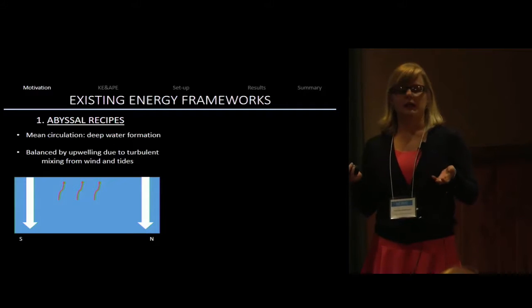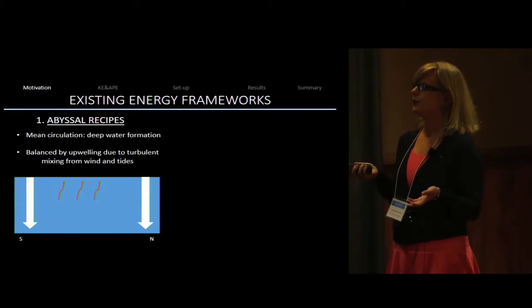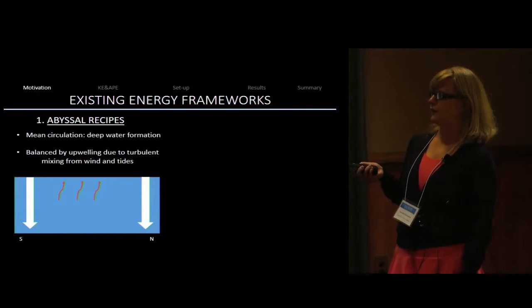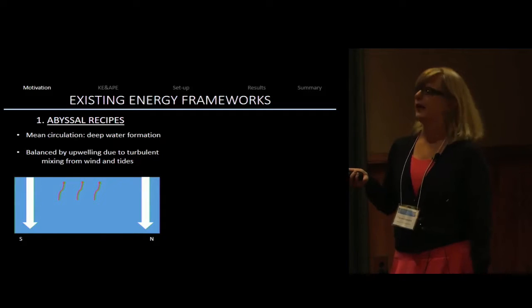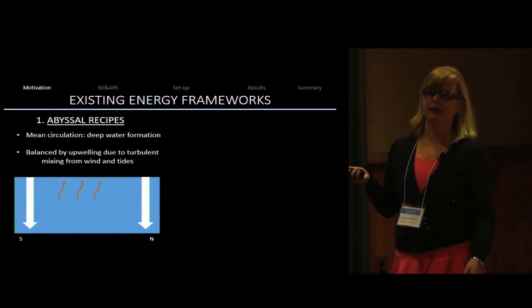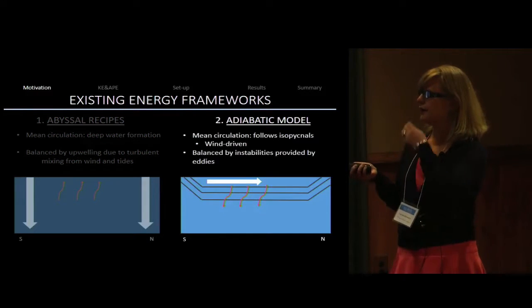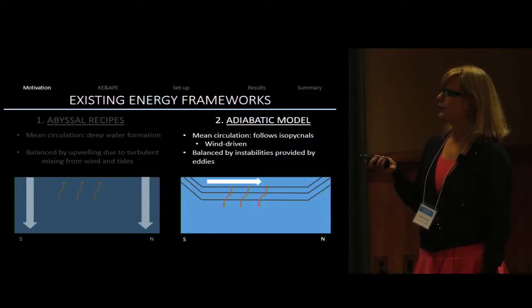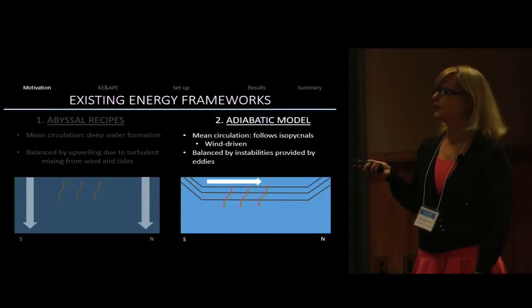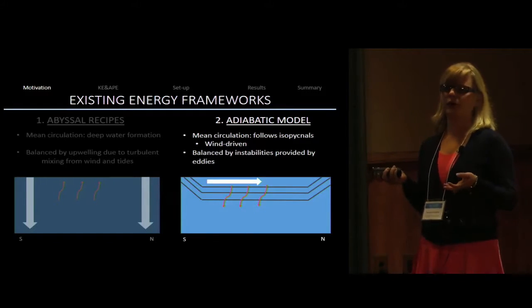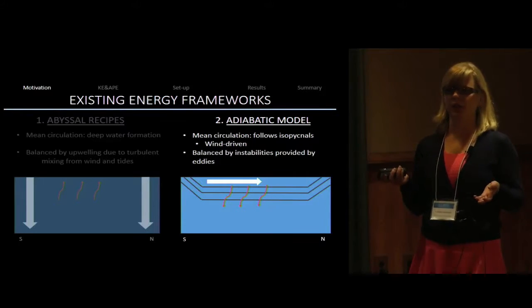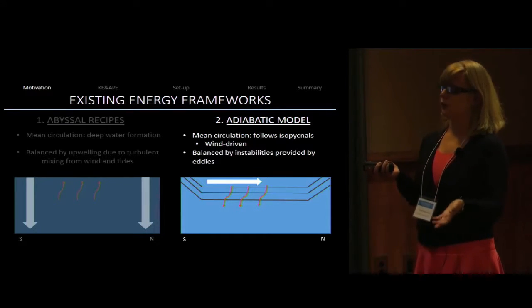There are two existing energy frameworks in ocean circulation. One says that in the mean circulation, you have deep water formation. You have the thermohaline circulation, with dense water forming at the poles, and then somewhere in the middle, in mid-latitudes, you have upwelling from turbulent mixing due to winds and tides. Then you have another model that says that in the mean circulation, you have water following all the isopycnals, levels of constant density, and it's wind driven. And then it's balanced by all these tiny eddies that form in the surface that push water back down across the pycnocline. But both of these models are only focused on wind and tides, and neither of them really looks into differential heating and the heat flux forcings at the surface.